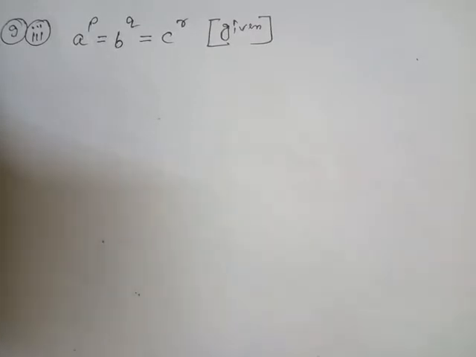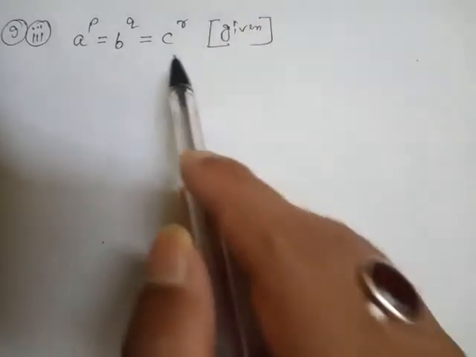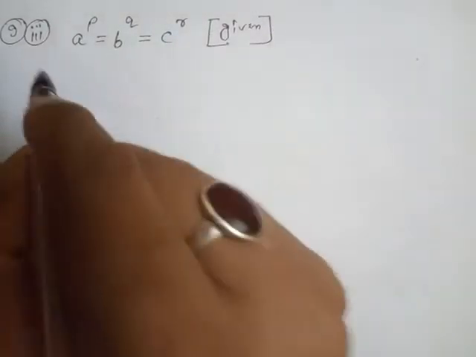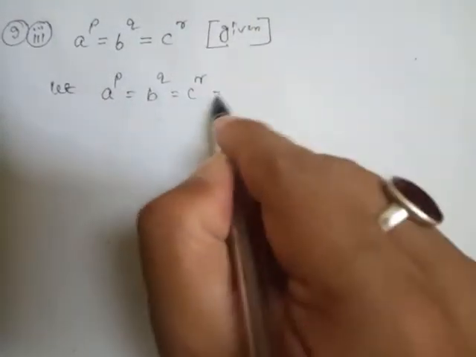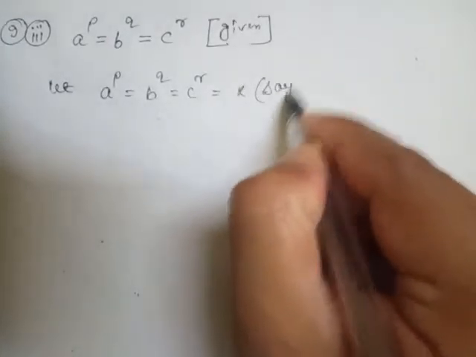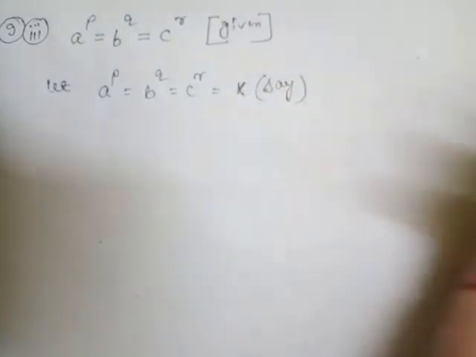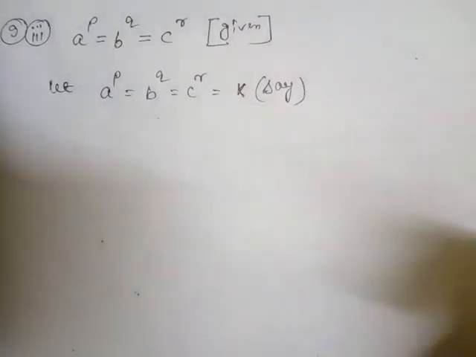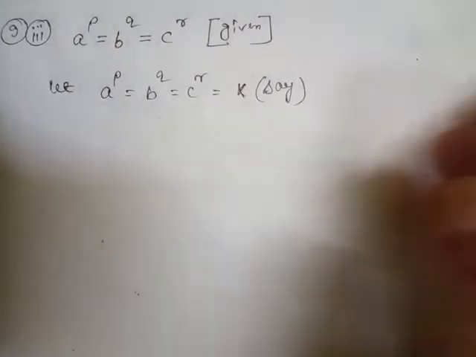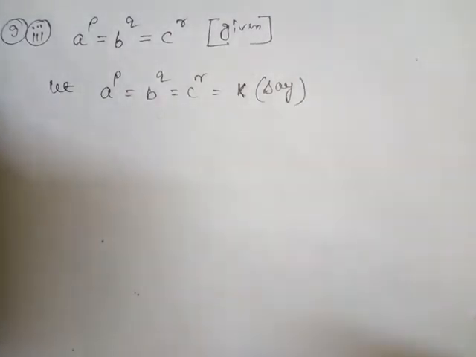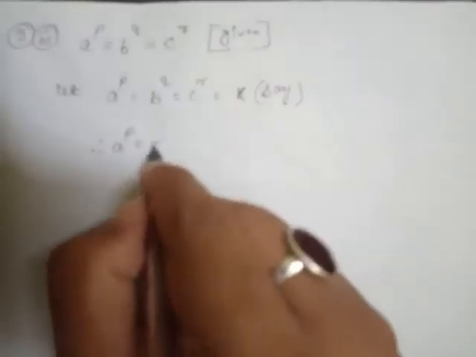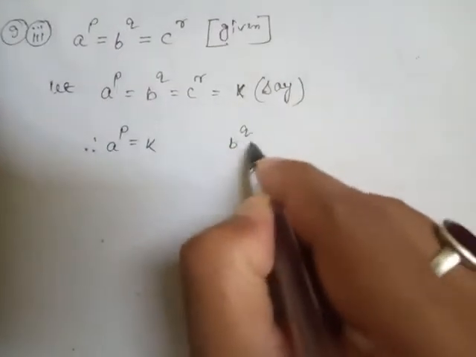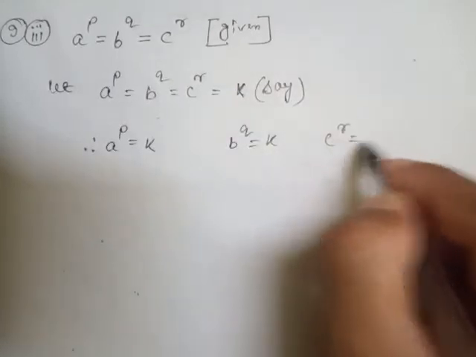First of all, a to the power p equal to b to the power q equal to c to the power r is given. Now after that we'll write here: let a to the power p equal to b to the power q equal to c to the power r equal to k. I have taken one ratio here, k. You can take x, y, z, or anything according to your choice, m, n, p. I have taken k. So now a to the power p equals k, b to the power q equals k, and c to the power r equals k.